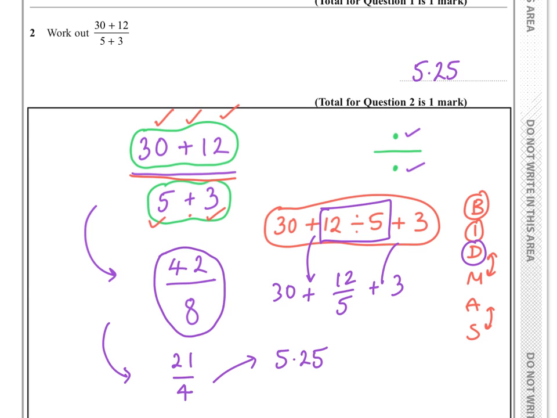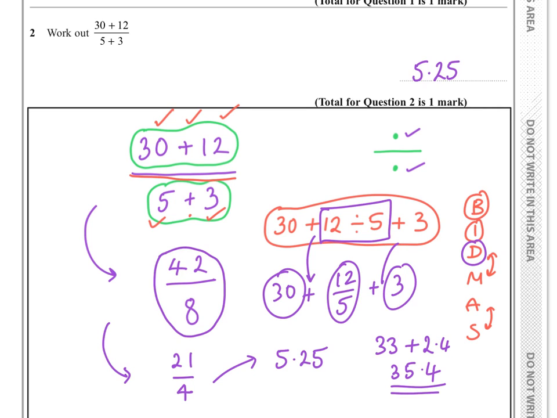But be careful, because if you did it the wrong way, you'd have 30 plus 3 is 33, plus 12/5. And if you want to put that into your calculator, you're going to get 2.4, which would give an answer of 35.4, which would not be correct. There is one way round it, however.